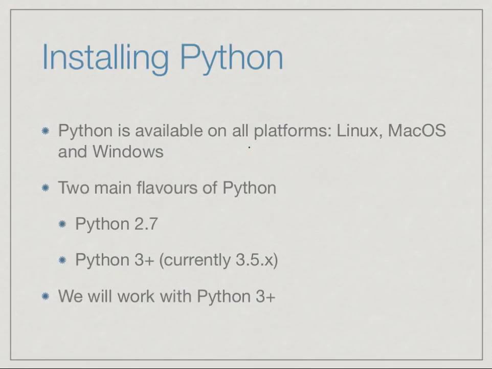Now, one of the small complications with Python is that there are two flavors or two versions of Python which are commonly found. So there is an older version called Python 2.7 and there is a newer version called Python 3, and Python 3 is the one that is being actively developed. Python 2.7 is more or less a static version, and currently Python 3 has the version 3.5.2 or something like that. So there's not much difference whether you're using 3.5 or 3.4, but there are differences between 2.7 and 3, and for the purpose of this course we will work with Python 3.